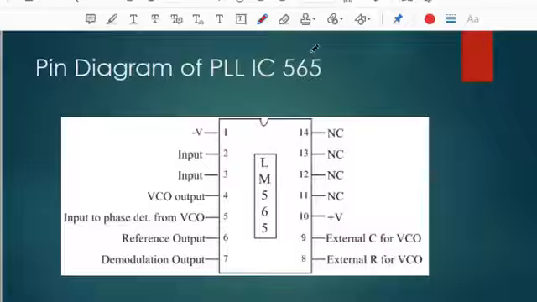Now let us see the pin diagram of PLL IC 565. Negative supply is given to pin number 1, and positive supply is given to pin number 10. It has two inputs, pin number 2 and pin number 3. From pin number 4, we get the VCO output, and the input to the phase detector is given to pin 5. The sixth pin is the reference output, and the seventh one is the demodulation output. And for the VCO, we require an external capacitor which determines the frequency of oscillation of the output waveform of the VCO.